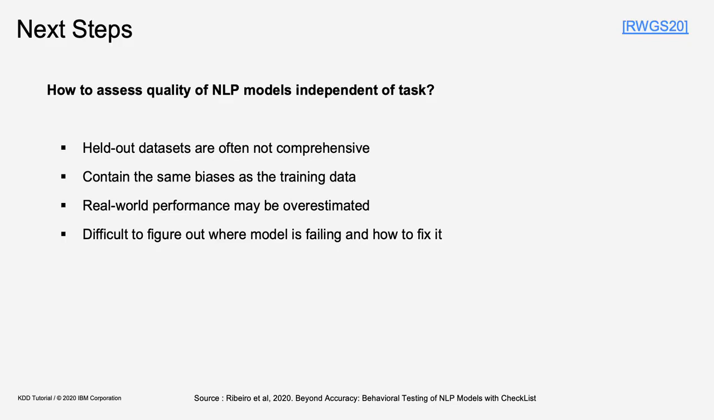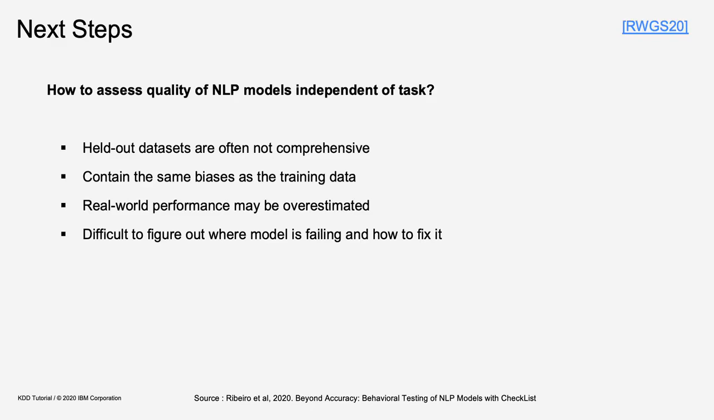Although quality of text is necessary to determine the performance of the NLP models, a valid question to ask is how do we assess the quality of the different NLP models? This is the focus of the paper titled Beyond Accuracy: Behavioral Testing of NLP Models with CheckList by Ribeiro et al., which received the Best Paper Award at ACL this year.